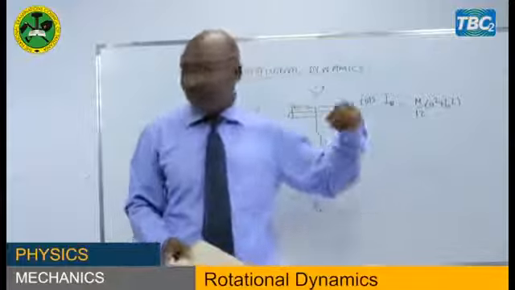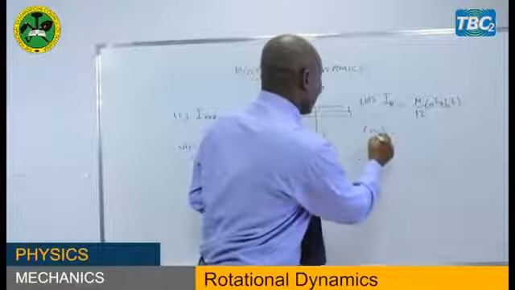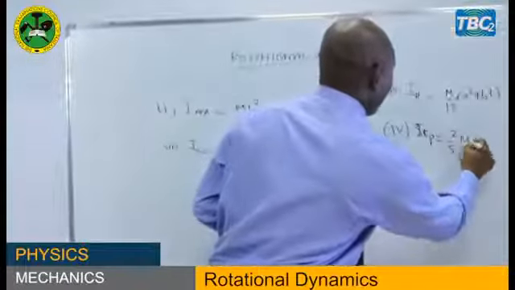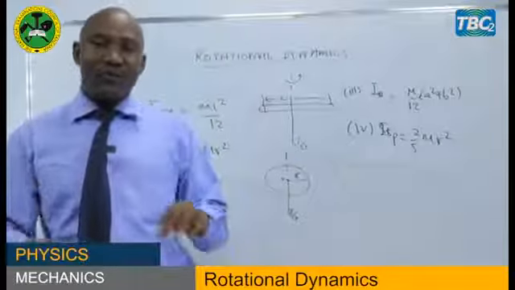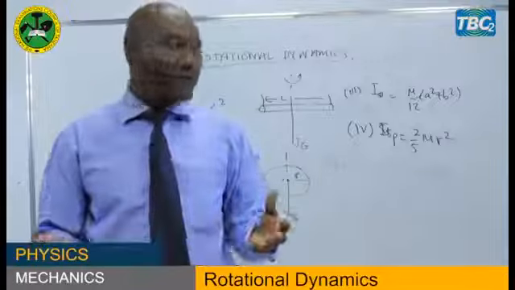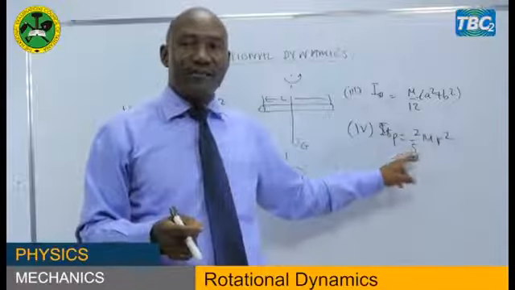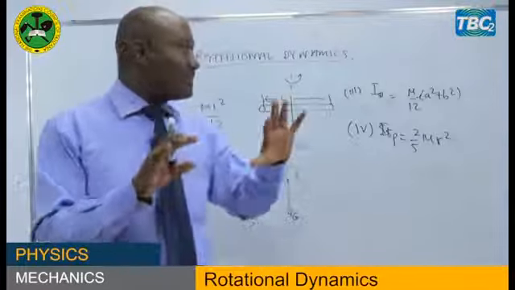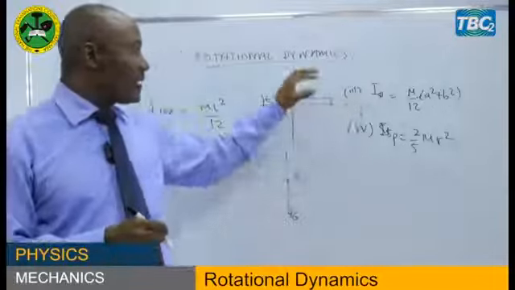Not only that, we have another body which is given the name sphere. The moment of inertia of a solid sphere about its center, we took geography, you know that when the Earth rotates, the Earth is also a sphere, spherical in shape. It rotates about its axis. So the moment of inertia of that sphere is 2/5 m r squared, where r is the radius.